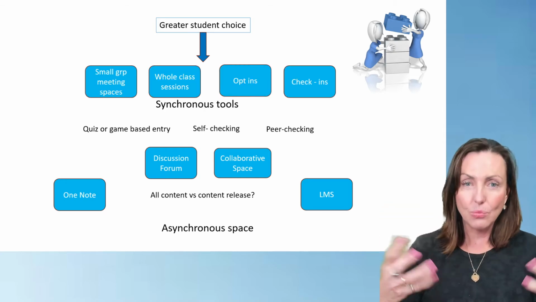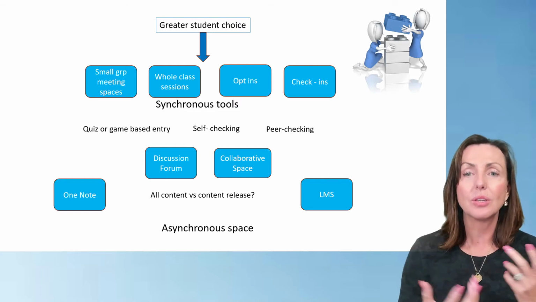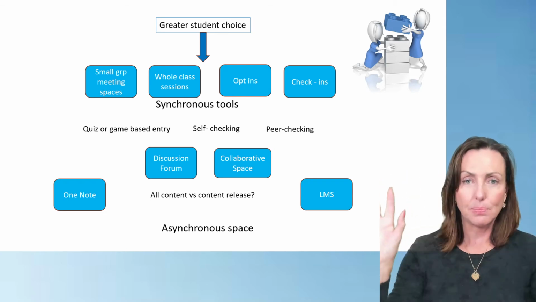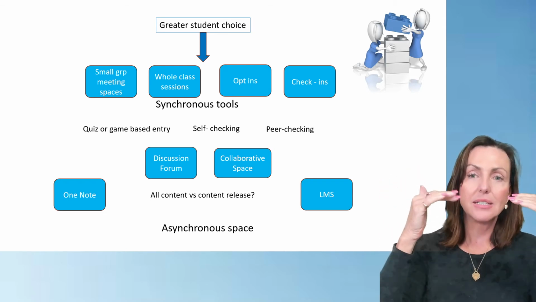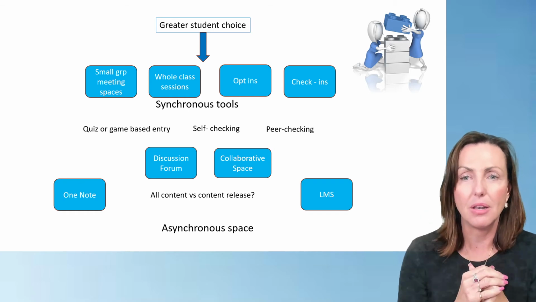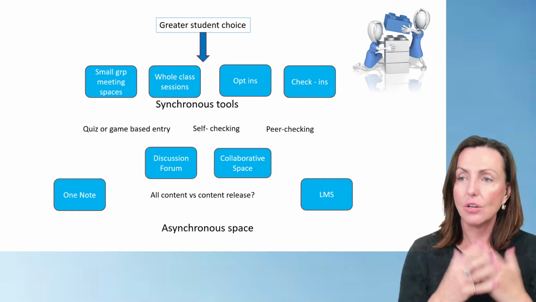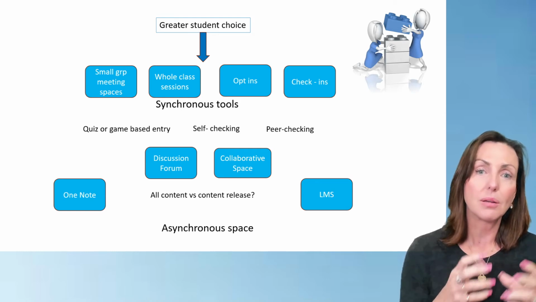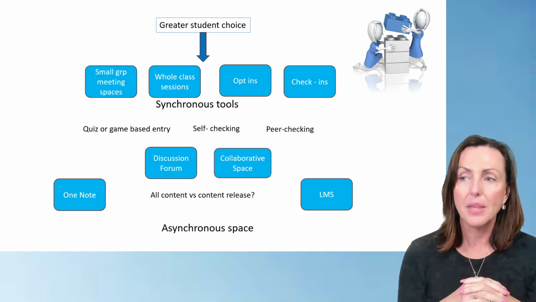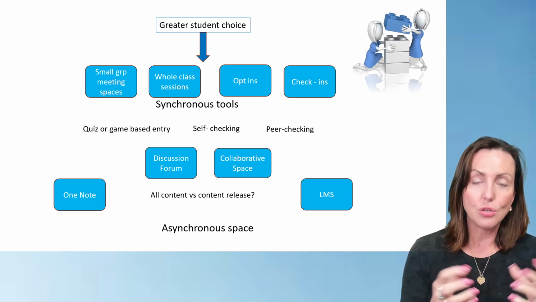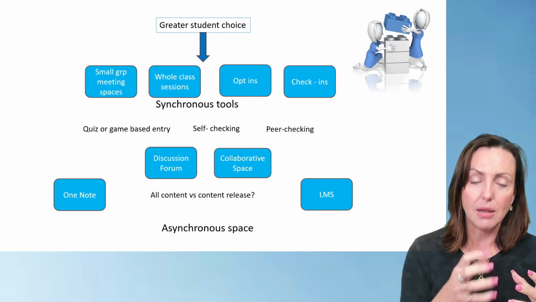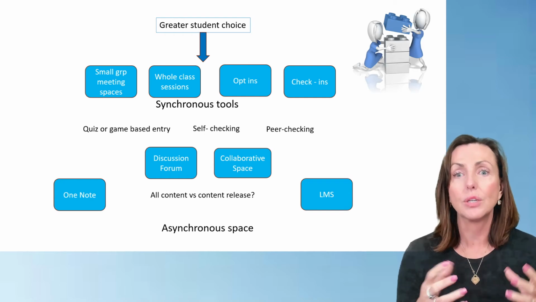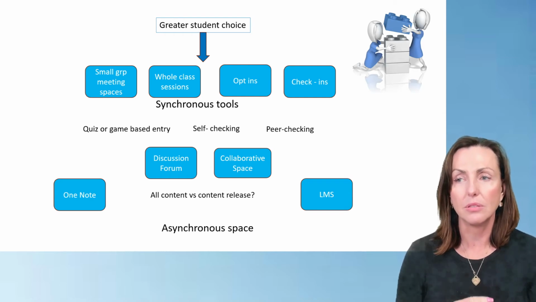On top of that, once we've built our asynchronous space, we look at the synchronous tools. Again, asynchronous is our platform, and the synchronous becomes how we can enact different activities to make that content come alive and be active with it. So small group meeting spaces where you can allocate times and spaces that children can meet and discuss certain points together. Whole class sessions that you might want to focus on a particular point, or that you're seeing the students aren't fully getting, that you want to do some more explicit instruction.